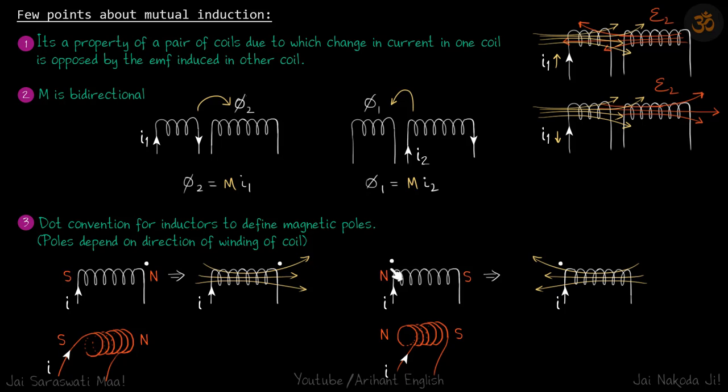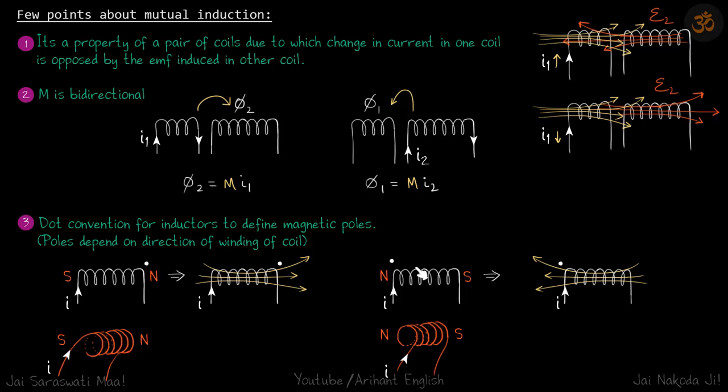Now if the dot is here on the same side as the current, that means the field lines are coming out of the left side. This happens when the coil is wound like this, so here it is in the counterclockwise fashion. Again you can use the right hand thumb rule to see that the field lines are coming out of this side. So in 2D we cannot differentiate between these two figures. So we just put a dot so we understand that this is the north pole of the coil.